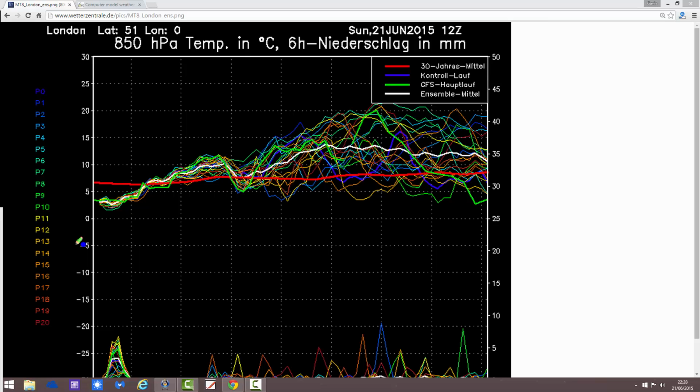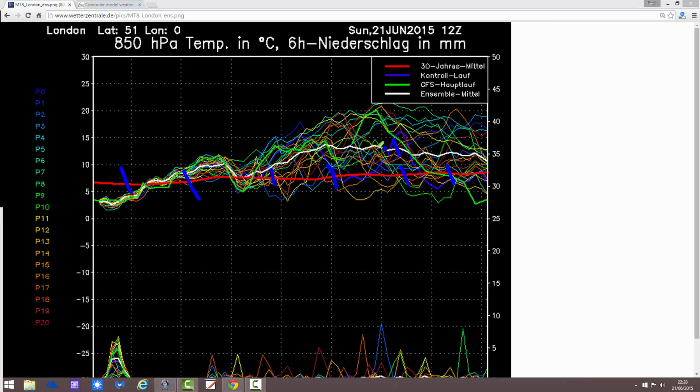This is what I talk about in the weather videos when I use the ensembles all the time. The thick red line going across the chart is the 30-year temperature average. By the way, these are for upper air temperature, but the thick red line indicates the 30-year temperature average. So all the temperatures within the ensemble are set against the 30-year temperature average indicated by the red line.